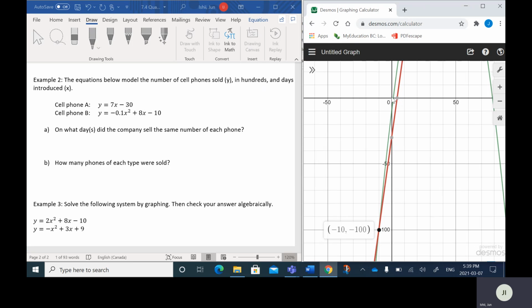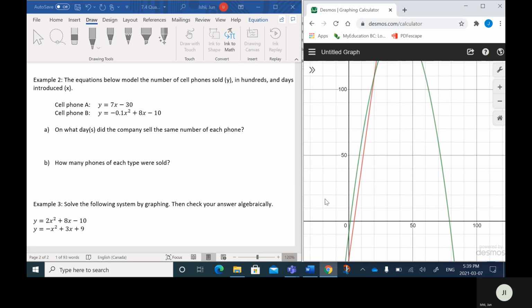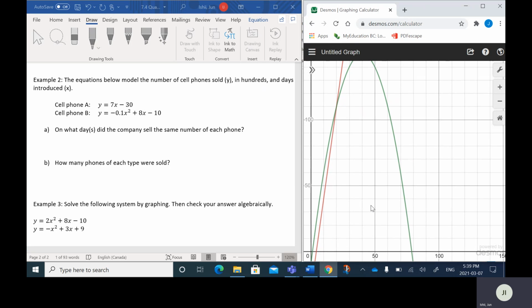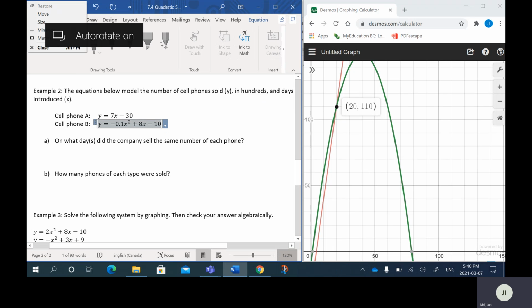So it all starts right here, at 0, 0, positive. So when it comes to applications here, we're just looking at this part of the graph in the positive axis, right? Because we don't have negative time and we won't have negative numbers sold. All right, so the parabola and the line will cross right here. So that is at (20, 110). So I'm going to write that down as the point of intersection.